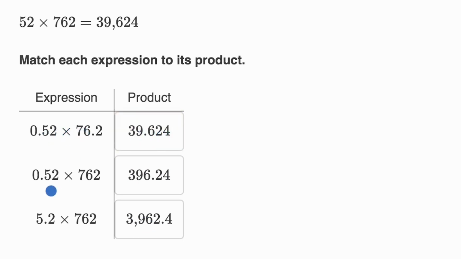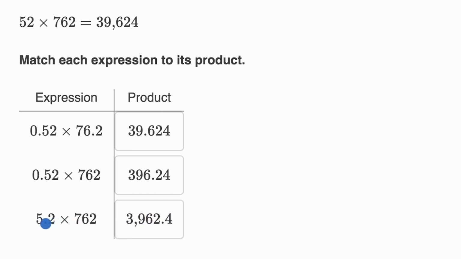So I like this first one, 39.624. That feels right. Now the second expression is 0.52 times 762. Well, once again, 0.52 is roughly equal to 50 hundredths, roughly equal to 5 tenths, roughly equal to 1/2. And 762, we could say, hey, if we want to be really rough, really approximate it, it's roughly 800. And so this should be about half of 800. So it should be around 400. And so we actually had that choice already there. So this would be 396.24. It definitely wouldn't be the 3,962.4. And so I'm already feeling good that this last choice sits down here. But I can verify it.